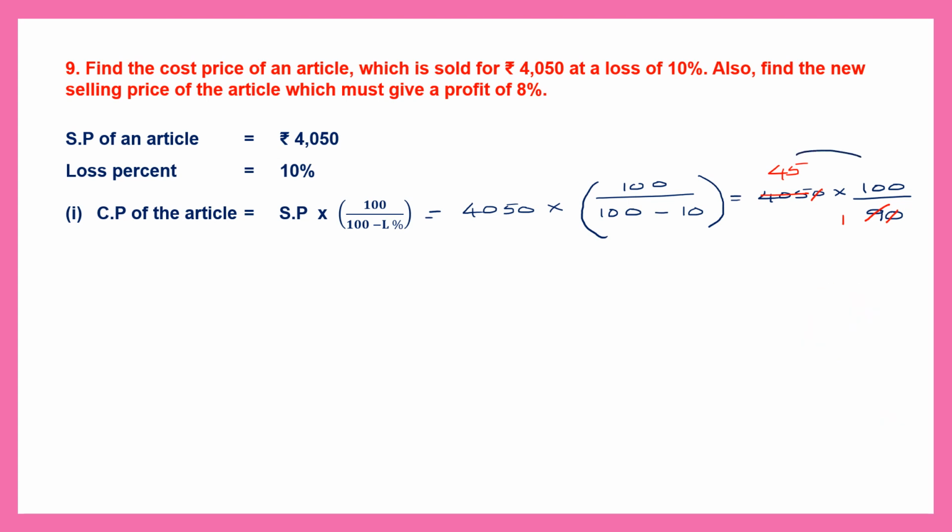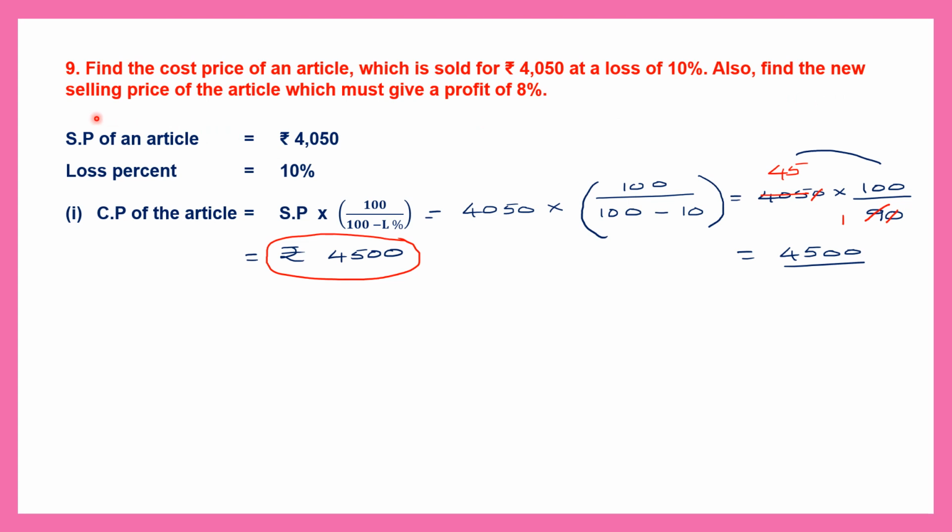Now let's multiply both these. 45 into 100 is 4500. So we have found the cost price. The cost price is 4500 rupees. This is the first part of the question. We've been asked to find the cost price. Now what are we asked to find?